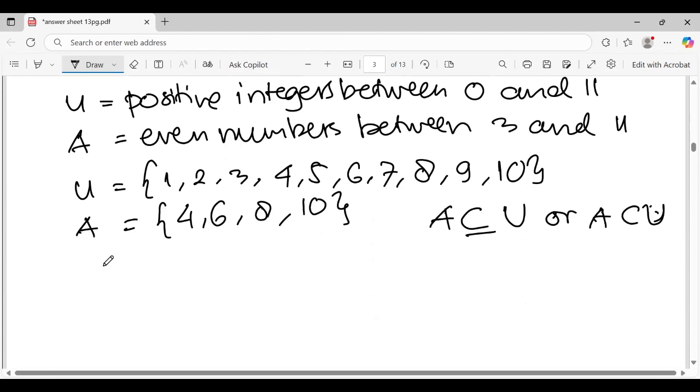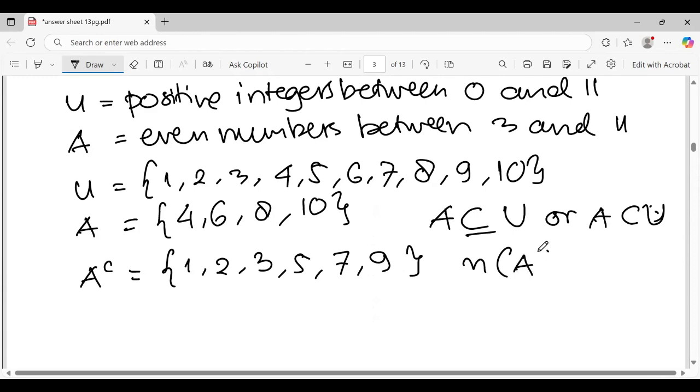Okay, now how about complement? If A complement, this is the symbol of complement, A complement are those numbers not including the elements of A. And those numbers are 1, 2, 3, 5, 7, 9. How many numbers? 1, 2, 3, 4, 5, 6. So it means n of A complement equals 6.